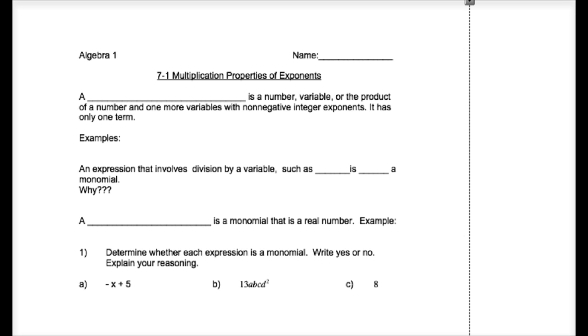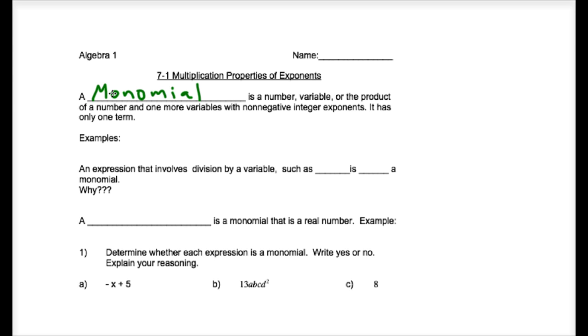Do you guys know what the prefix mono means? One. We're going to call a monomial. Make sure we spell that right: M-O-N-O-M-I-A-L. It's a number, a variable, or the product of a number and one or more variables with non-negative integer exponents. That's a mouthful.